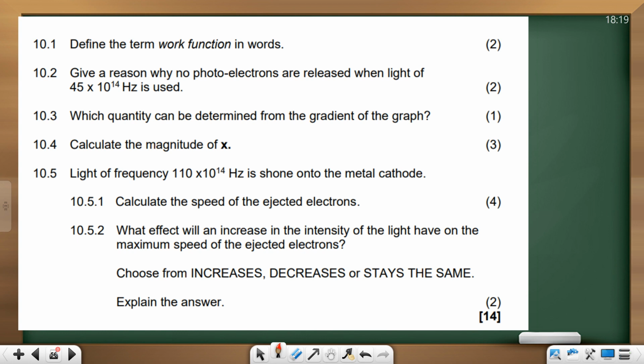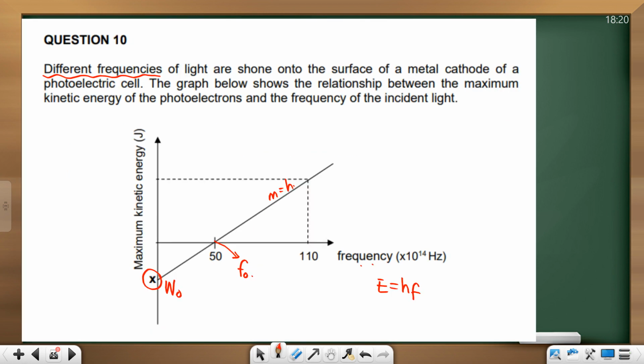I'm tired of defining work function, honestly. Give a reason why no photoelectrons are released when light of... Good, I love this. It will allow me to explain. This is threshold, right? Any frequency here below 50, there will be no electrons. No what? Electrons removed. Do you know why?